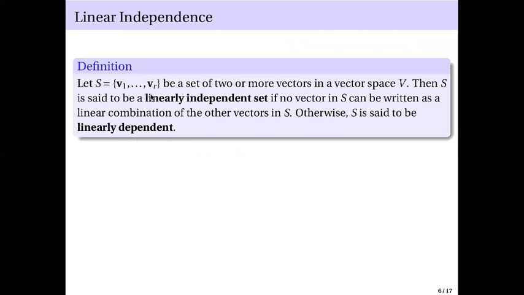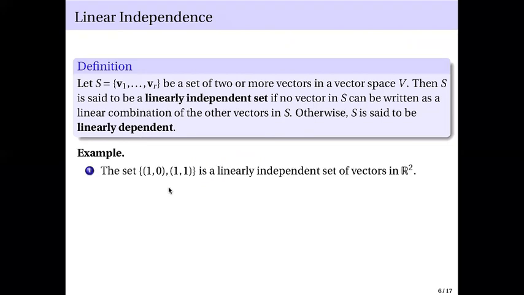Okay? So this set of vectors, V1, V2 until Vr, is linearly independent if no vector in S can be written as a linear combination of other vectors in S. Otherwise, S is said to be linearly dependent. So for example, this set (1, 0), (1, 1) is a linearly independent set of vectors in R2.